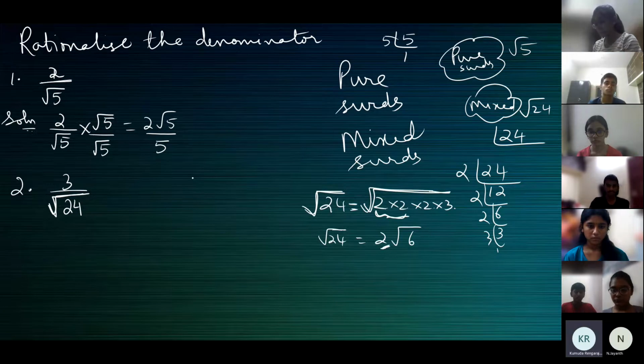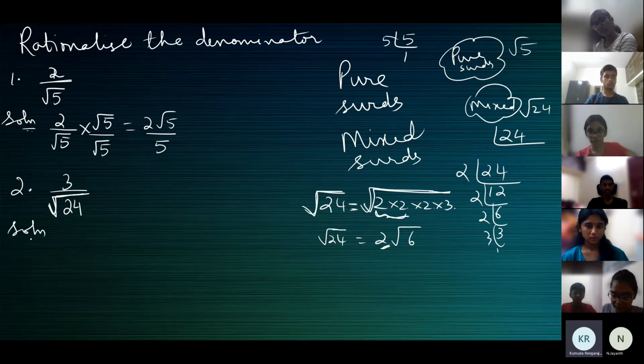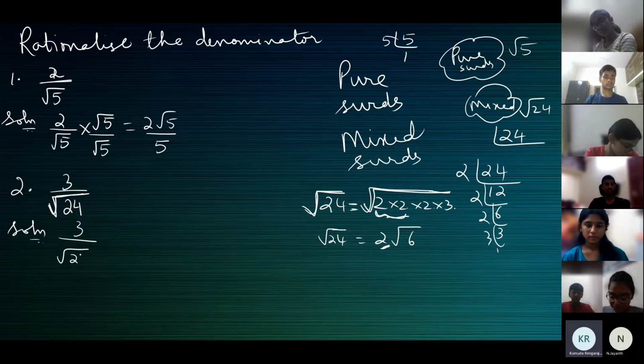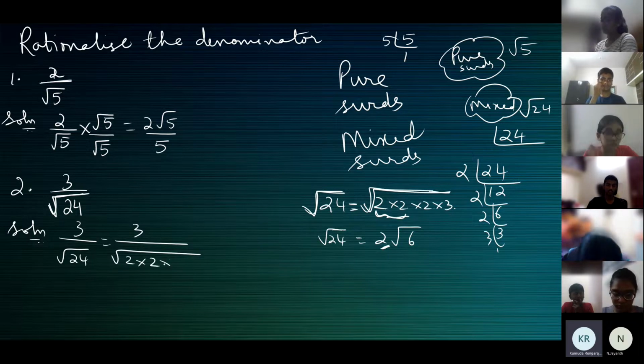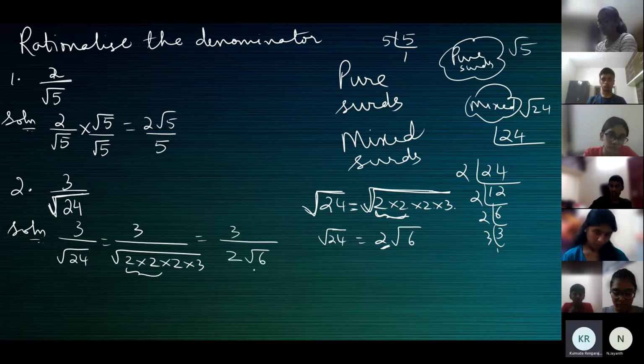Yes, children. So simplification is important. If possible, simplify and then do the rationalization. Now, in this 3 by root 24, this is the question. So you start your solution like this. So 3 by root 24 is equal to 3 by root of 2 into 2 into 2 into 3. So from 2 2's, one 2 comes out. So that's equal to 3 by 2 root 6. Now, because you're just starting, you have to show this step. Otherwise, you can directly write 3 by 2 root 6.